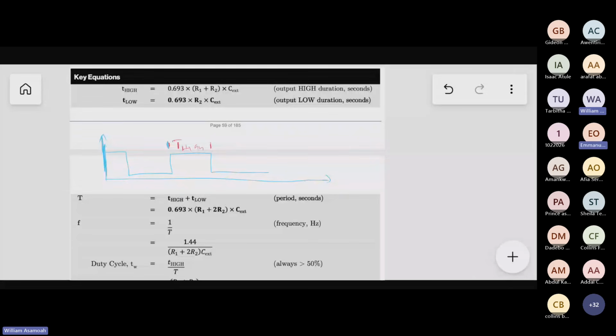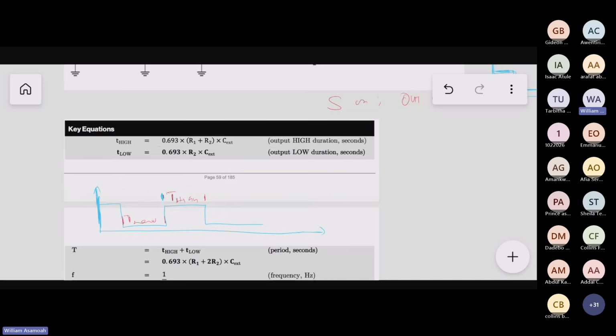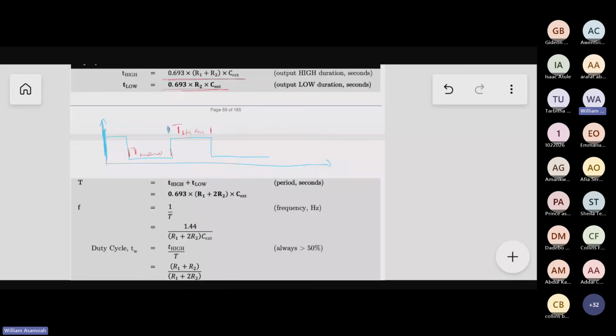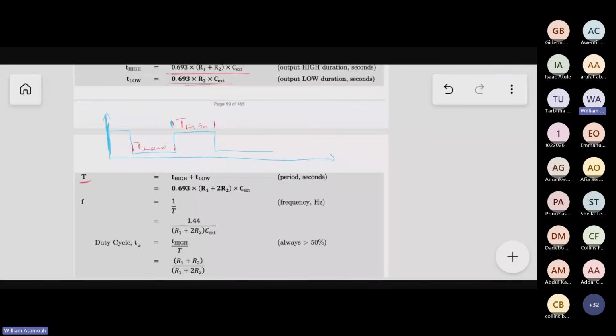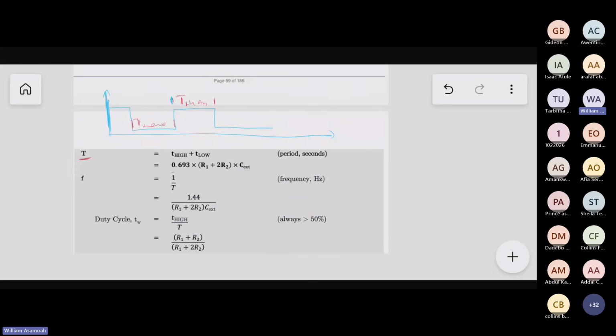And then here to here is called T low. So according to the formula, T high will be as long as this, then T low will be as long as this. Then if you add T high and T low together, you'll get a period. Is that right? And if you add them, this is the equation.